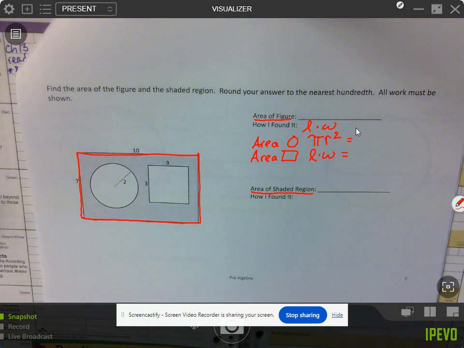So find the area of your 2 white shapes. Subtract it away from your full area, your area of the figure, and you're left with just the shaded region. So you're subtracting out the 2 white shapes, and you're left with your shaded. Let's look at our next page.